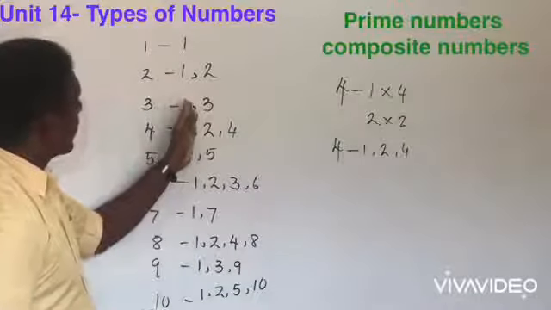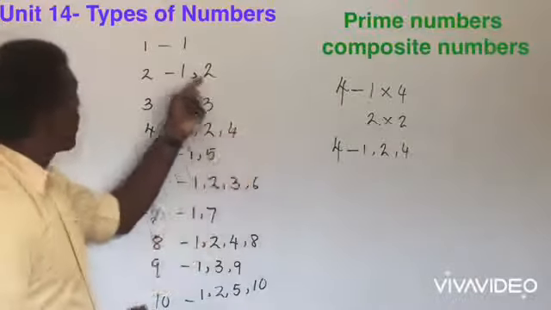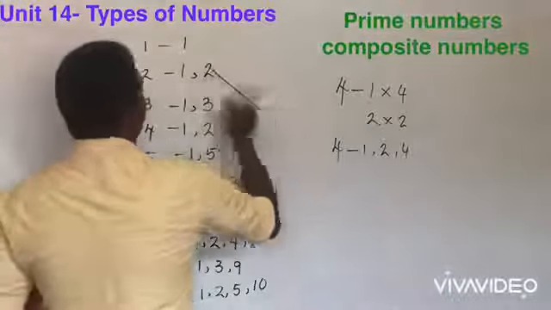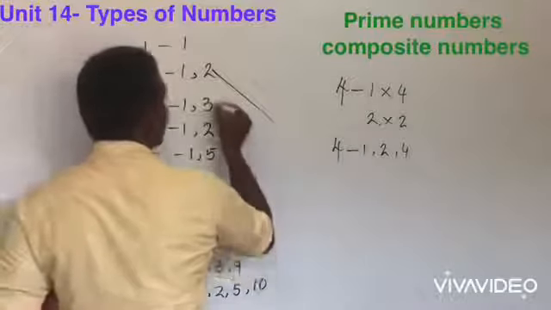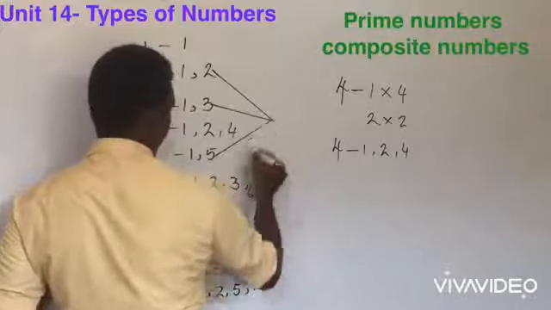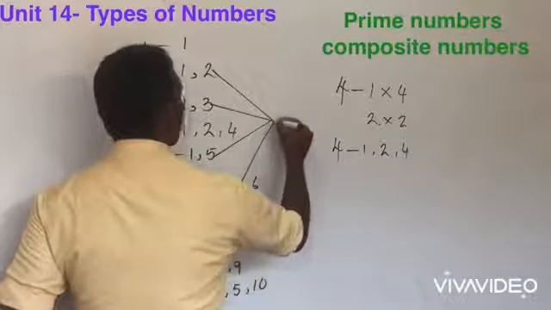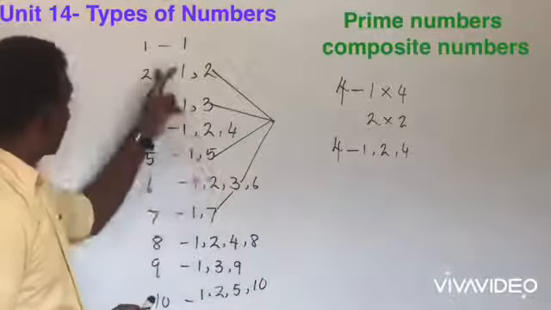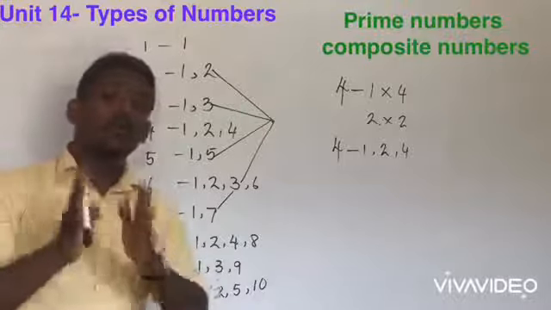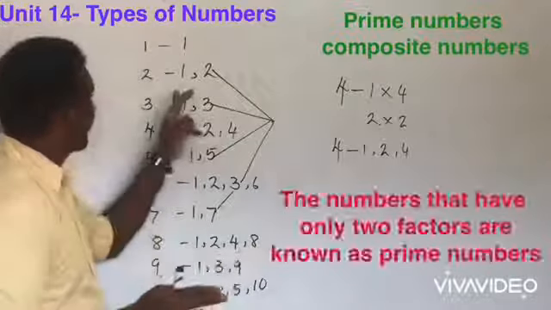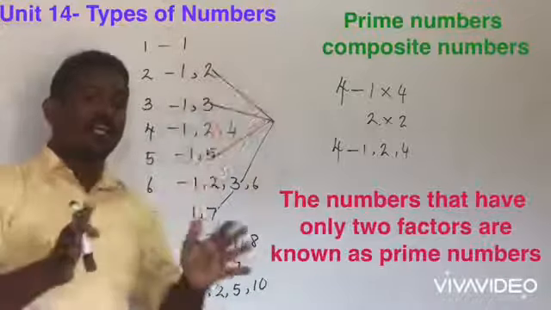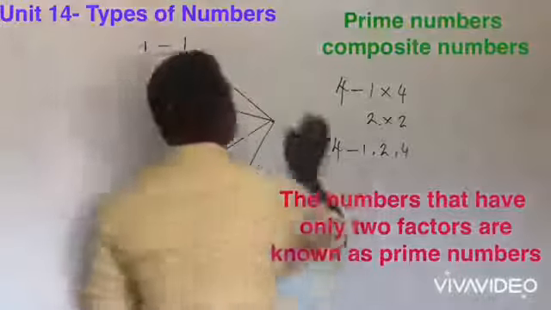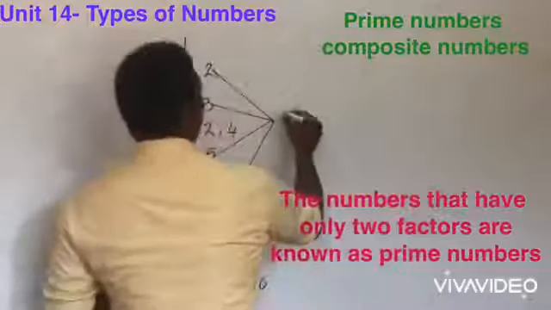Now you can see there are some numbers that have only two factors. What are those numbers? The first is 2, the next is 3, the next is 5, and the next is 7, right? Out of the first 10 numbers, there are 4 numbers that have only 2 different factors. They are divisible only by one and the same number, right? These numbers are known as prime numbers.